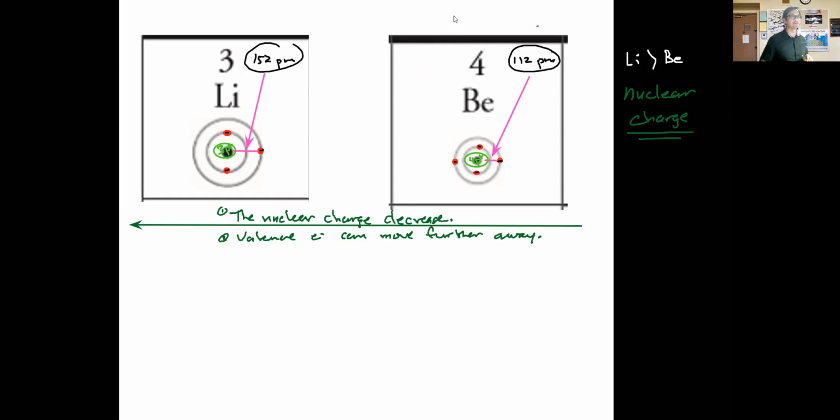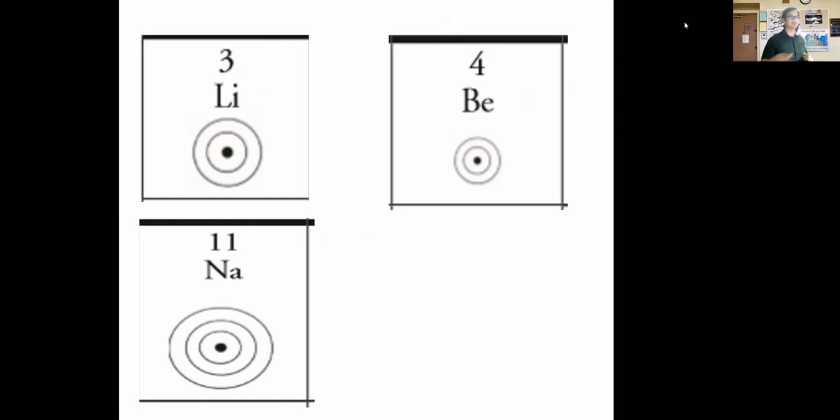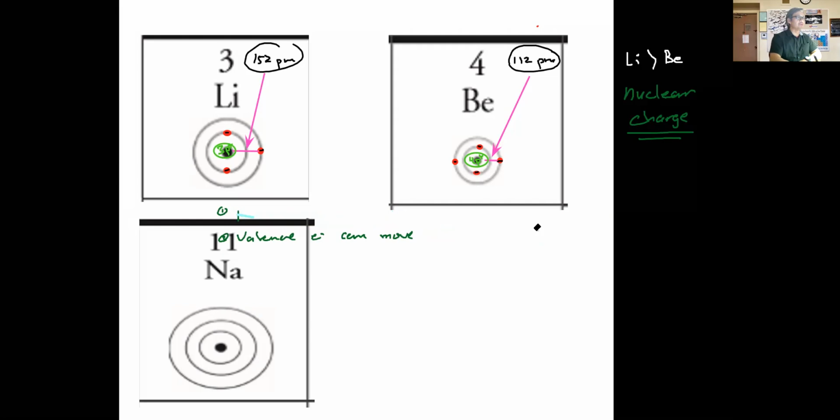Let me go ahead and save this really quickly. Let's take a look at the trend in the group. Oops, sorry. Okay, so let me go ahead and erase this really quickly. Hopefully you have that already, you guys.